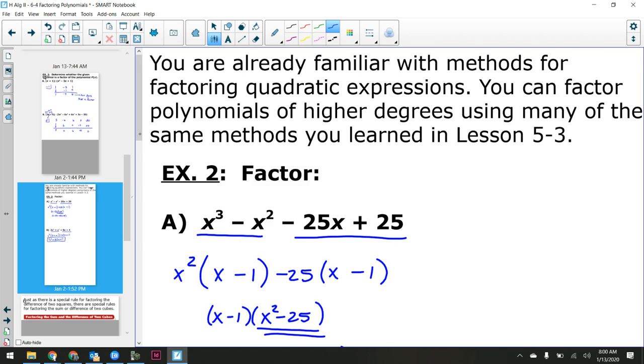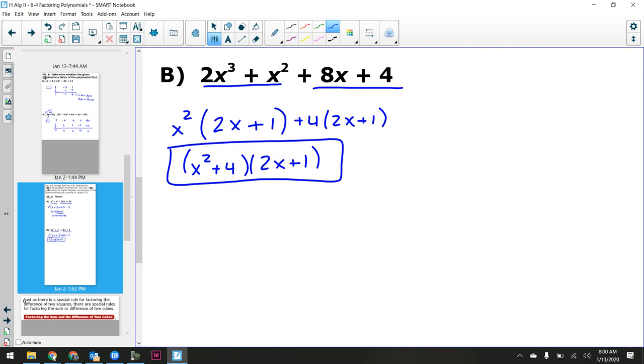Okay, questions on that one. Sorry, I flipped the page. Questions on that one. We good? We all know why it doesn't factor even further because of the plus sign in between here, not a minus. Okay.